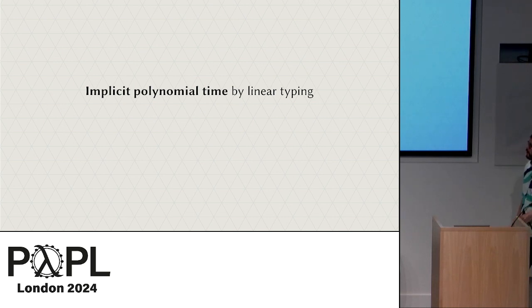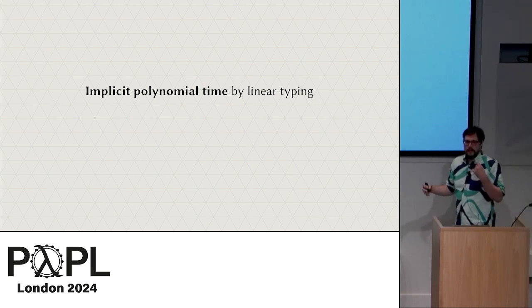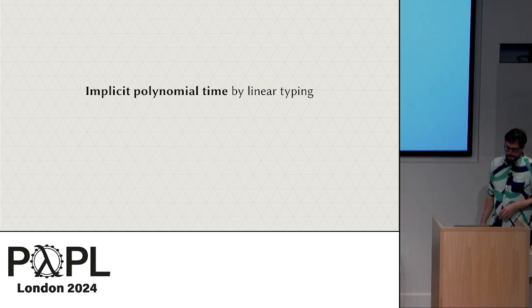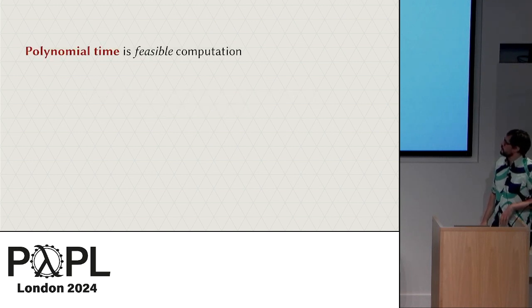So first I'm going to talk about implicit polynomial time by linear typing. This is quite an old topic, but I'm just going to introduce the way that I'm going to talk about doing it here. I'm going to show you two different ways of doing it.